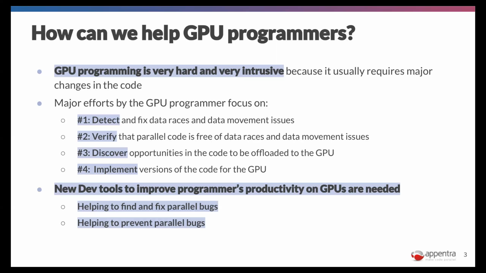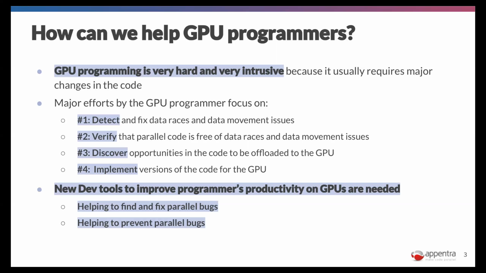And finally, implementation. When you discover an opportunity, you need to implement and code different versions for the GPU and make changes to your code until you find the one that performs best on a target GPU. So in the end, these are four tasks that the GPU programmer needs to do, and they need to do them iteratively through the development lifecycle many times, from the beginning, when they start to work on a code, until the end, when they finish porting that code to the GPU.